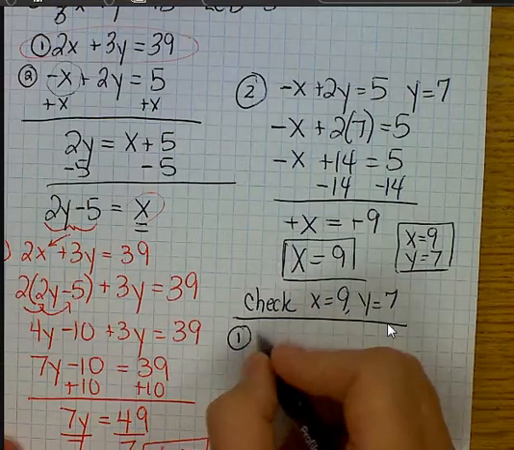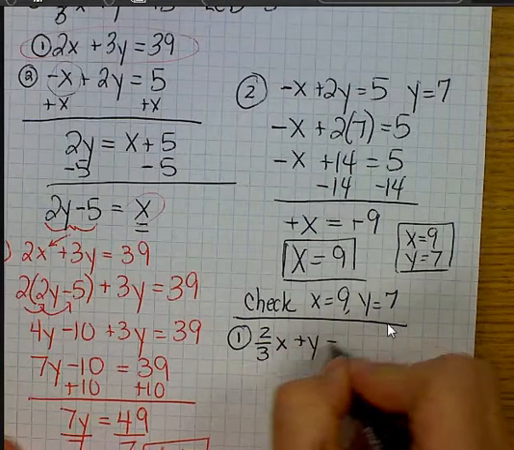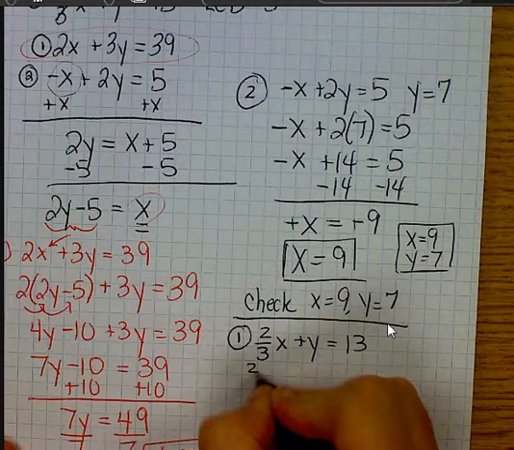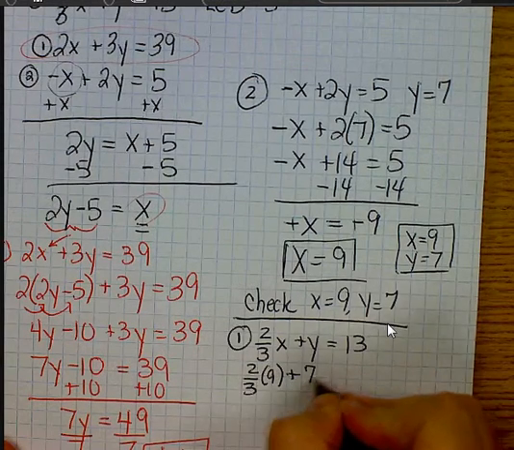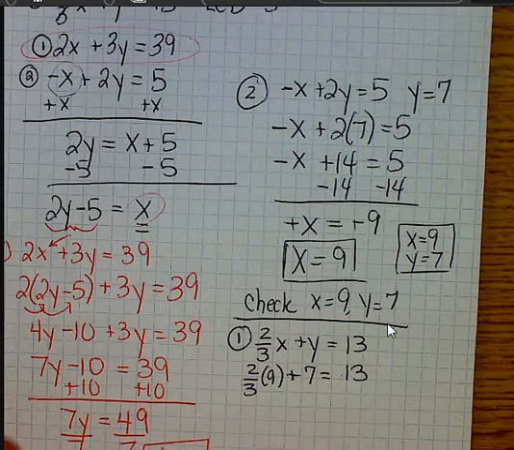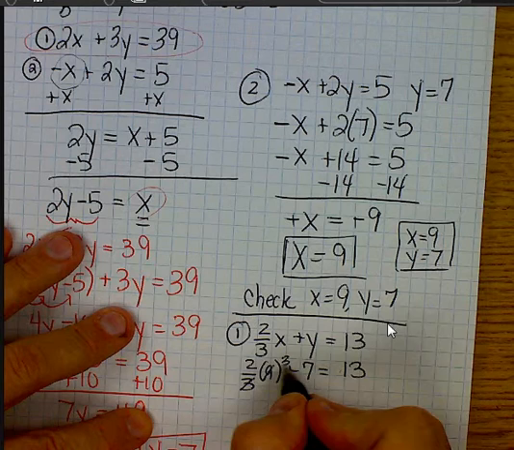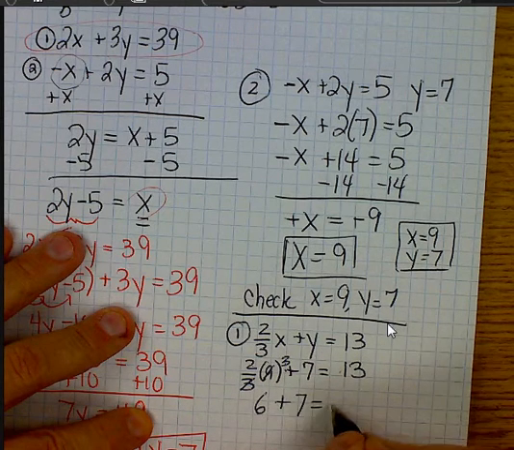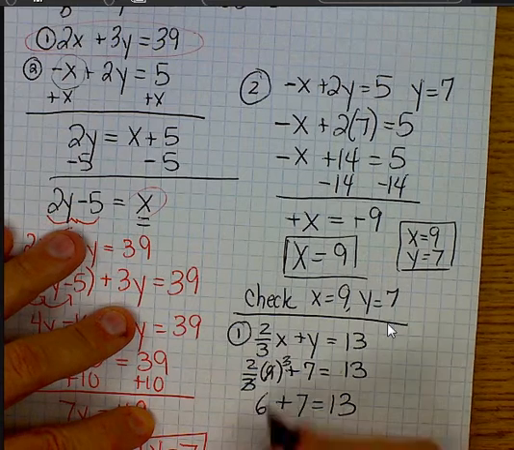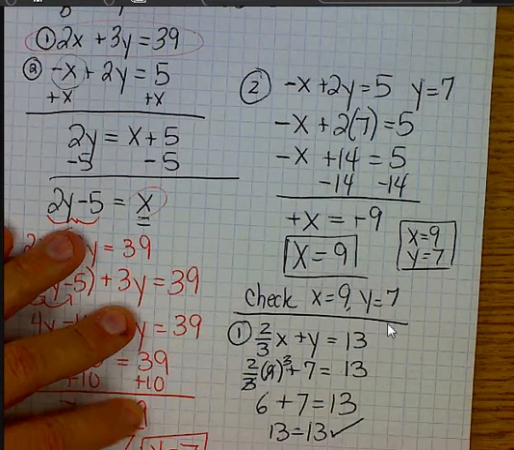The original was 2/3 x plus y is equal to 13. Plugging in my values, I get 2/3 of 9 plus 7 has to be 13. All right, 2/3 of 9: 3 goes into 9 3 times. 2 times 3 is 6, plus 7 is equal to 13. And 13 is equal to 13. So it checks. And we're good.